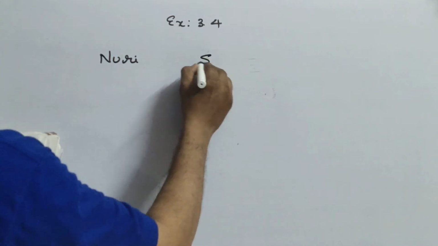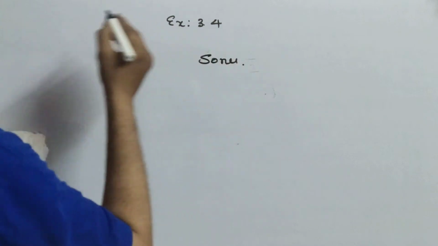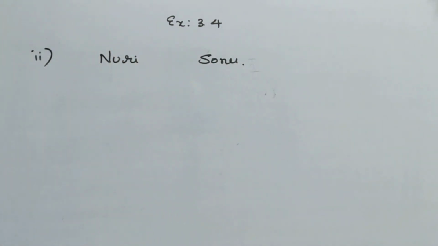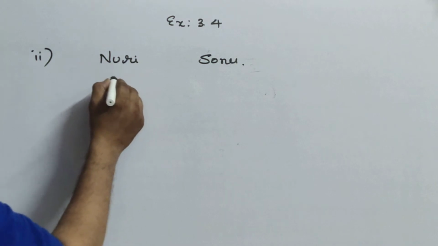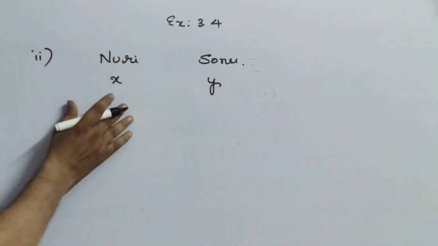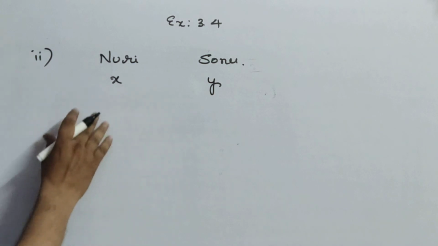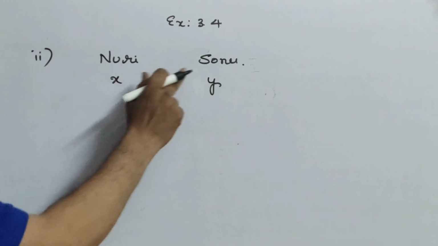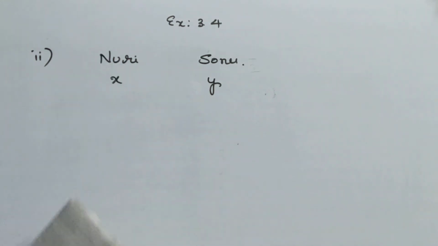Yeah, Sonu. This is the second question in second Roman. Okay, so Nuri you can take as x years and Sonu y years. Okay, this is for explanation purpose, I am doing it to help you understand very easily. So Nuri's age you can take as x and Sonu's age you can take as y.